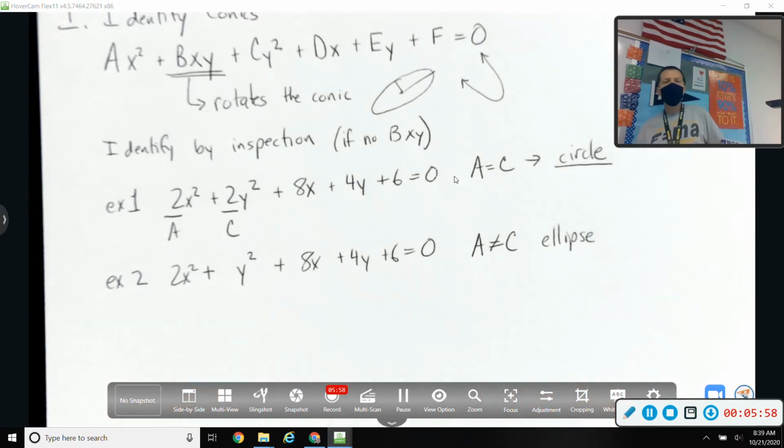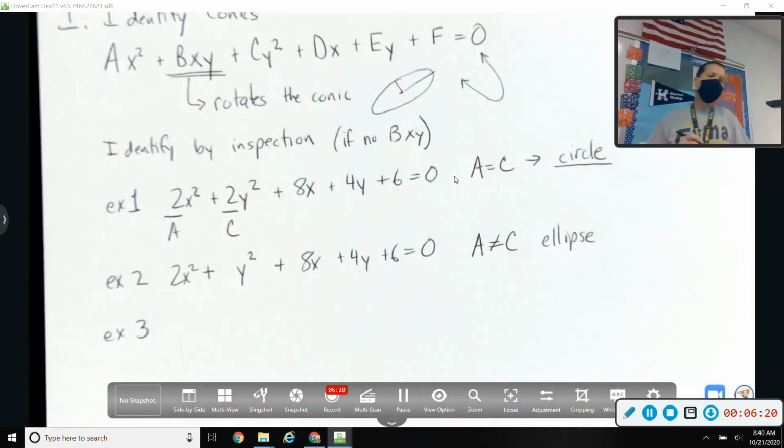Or could we have made it 3y squared? You could have made it 3y squared or 40y squared or 100y squared. Those would be weirder and weirder ellipses, but they'd still be ellipses. As long as both of the squared terms are positive, it's a circle or an ellipse, and then you got to be a little bit more careful.